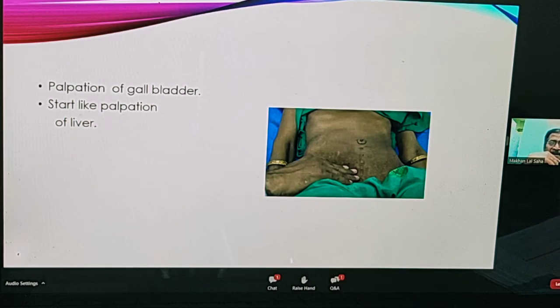How to palpate the gallbladder is the same as liver palpation. That means to palpate the gallbladder, you start like you do for the liver.